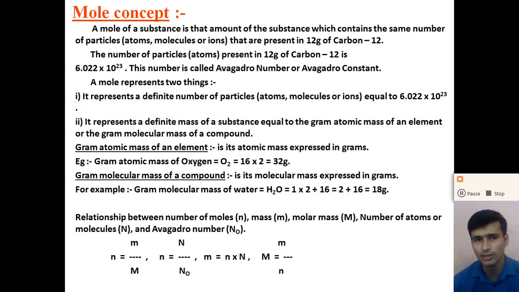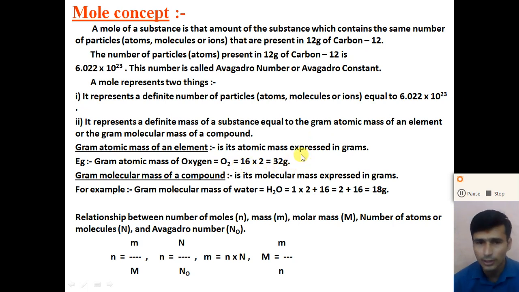So first of all, what do we mean by the gram atomic mass of an element and the gram molecular mass of a compound? The gram atomic mass of an element is the atomic mass expressed in grams. What is the gram atomic mass of oxygen? The oxygen atom has a mass of 16, right? So here 2 atoms of oxygen are present, so we take the gram atomic mass of oxygen as 16 into 2, which is 32 gram.